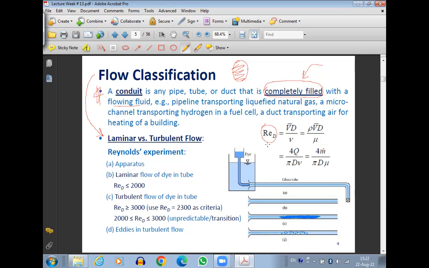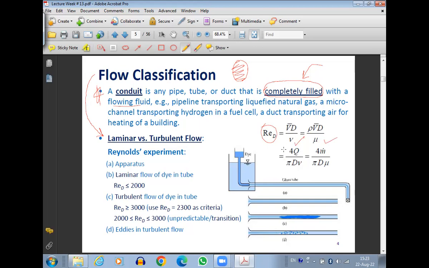So the formula for Reynolds number is velocity times diameter divided by kinematic viscosity, or density times velocity times diameter divided by dynamic viscosity. So this is the formula for the Reynolds number if we know the velocities. Suppose we don't know the velocities but we know the flow rates. If we know the volume flow rate, then the formula for Reynolds number is this. And if we know the mass flow rate, then the formula for the Reynolds number will be this. So these are the basic formulas of Reynolds number.